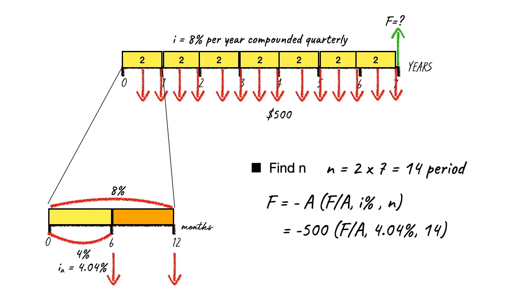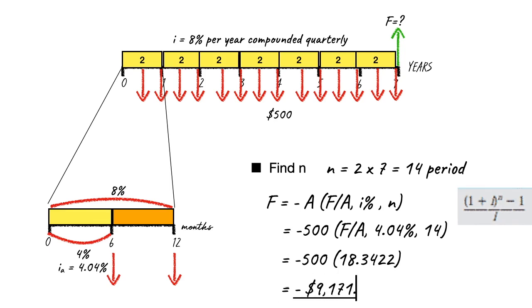Oh no, how do we look this up in the compound interest table? There's no 4.04% in our table. So remember, all this can be calculated using the formula. Formulas are usually provided. So you just substitute the values into the formula and you will get the equivalent future worth at year 7 to be negative $9,171.09. See? Done!